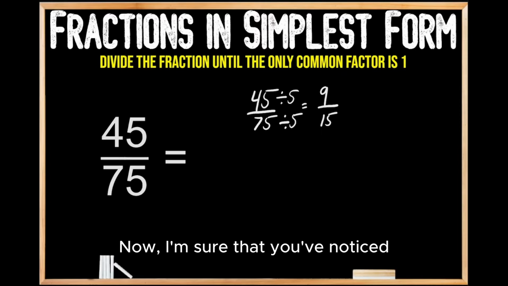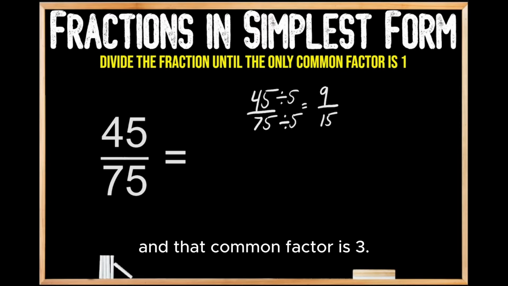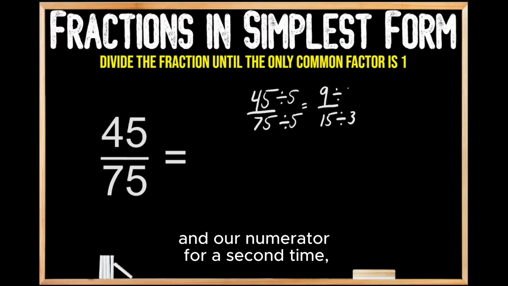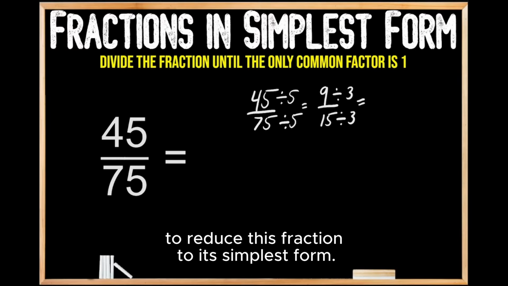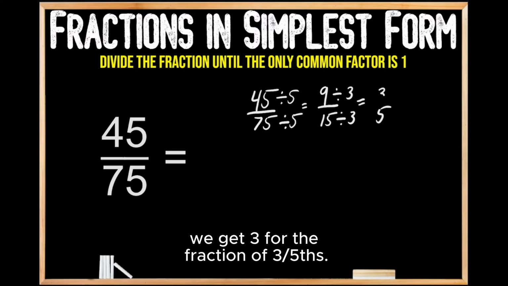Now, I'm sure that you've noticed that we're not quite done here because both 9 and 15 share a common factor other than 1, and that common factor is 3. So we're going to divide both our denominator and our numerator for a second time, but this time we're dividing them by 3 to reduce this fraction to its simplest form. Well, for the denominator, when we divide 15 by 3, we get 5. And then for the numerator, when we divide 9 by 3, we get 3 for the fraction of 3/5.